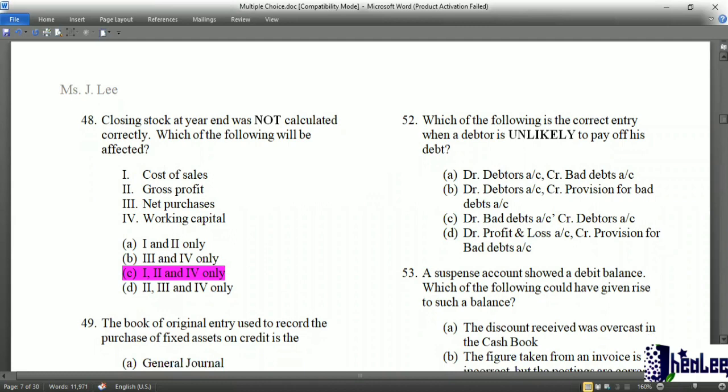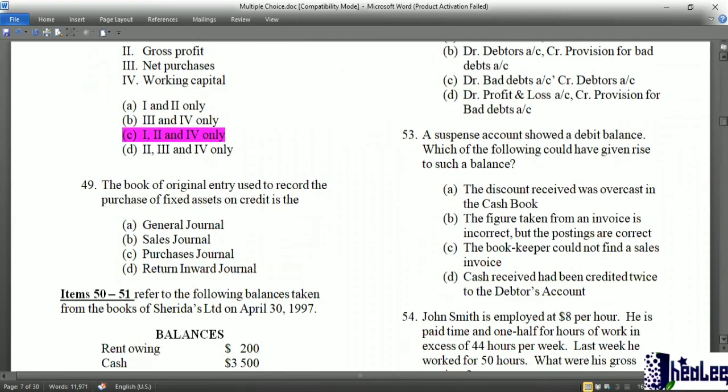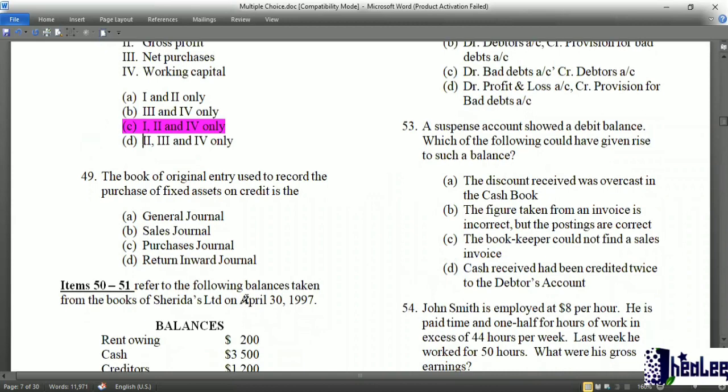Number 49, the book of original entry used to record the purchase of fixed assets on credit is the general journal. Remember, the sales journal is used to record goods sold on credit. Purchases journal is used to record goods purchased on credit, and return inwards is used to record the goods that are returned to the business by its customer.